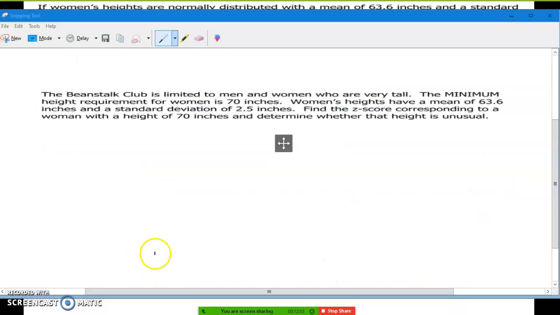Okay, so I want you guys to pause your video and try this problem on your own. The Beanstalk Club is limited to men and women who are very tall. The minimum height requirement for a woman is 70 inches. Women's heights have a mean of 63.6 inches and a standard deviation of 2.5 inches. Find the z-score corresponding to a woman with a height of 70 inches and determine whether that height is unusual. So pause the video here and try to figure out whether 70 inches is an unusual height for women according to this mean and standard deviation, and then come back and see how you did.